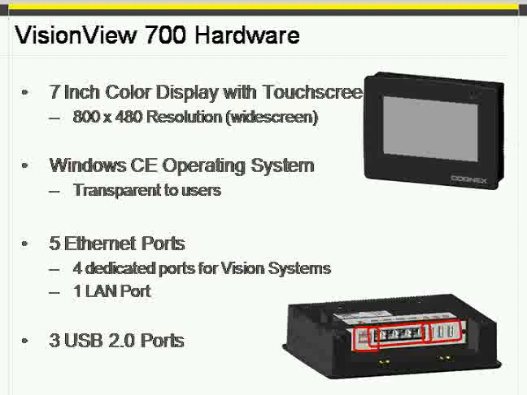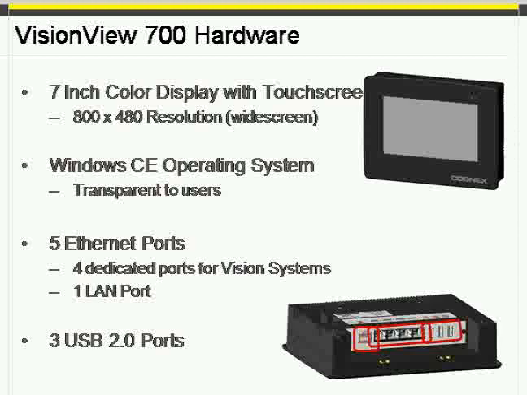I mean a 640 by 480 imaging chip, but this is 800 by 480. The 800 here is to allow for extra room on the screen so that you can have some buttons, and we'll be showing you how to configure these buttons shortly. It operates with the Windows CE operating system, and we have 5 Ethernet ports total. Now 4 of these are dedicated to the Vision system, and 1 is a LAN port.